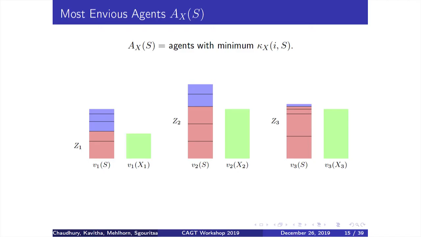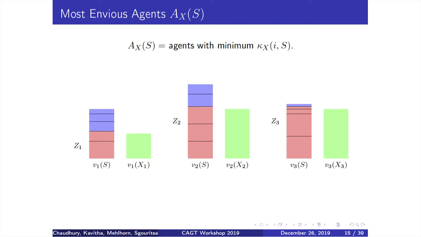So let's look at this example. You have the set S. Now you have 3 agents. For agent 1, if you just have two goods from S, it's sufficient for him to envy. For agent 2, you need to have 3. And for agent 3, you need to have 4. So clearly, by our definition, the most envious agent is agent 1.